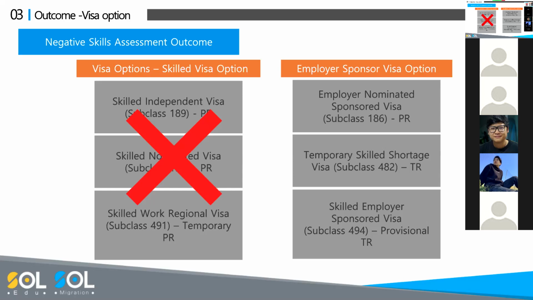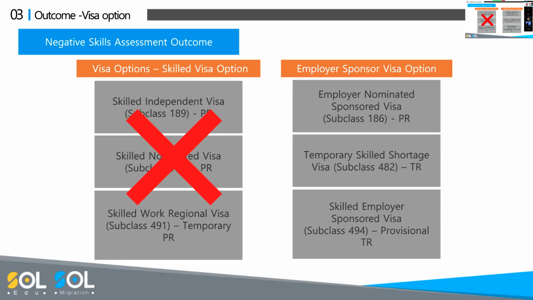But let's say my skill assessment is not completed, meaning I got a negative skill assessment outcome. What can I do? So again, in this PPT, clearly I made a very big X for the skilled visa, because the skilled visa always requires the skill assessment. So if your skill assessment outcome is negative, you cannot apply for any skilled visa. But still, if you find an employer and they provide sponsorship to you, you can apply for the sponsor visa if you have a certain experience to apply for those visas.